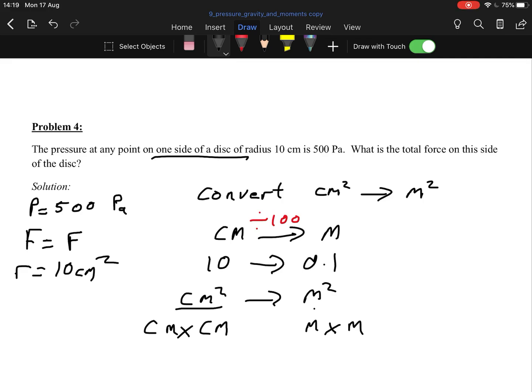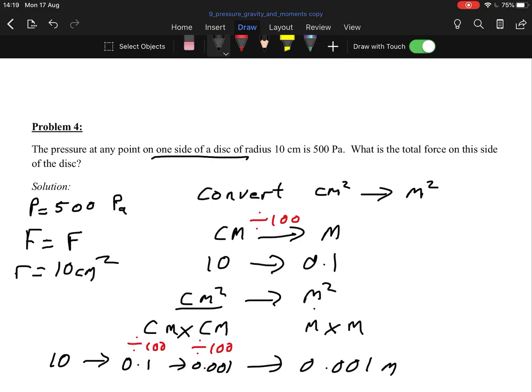Now, centimeter squared, how do we convert it? Well, look at what we just did. Centimeter squared is centimeter times centimeter. So therefore, divide by 100 to convert that centimeter to a meter. Divide by 100 to convert that centimeter to a meter. You see? So now, 10 centimeters becomes 0.1, then 0.001. So it's 0.001 meter.